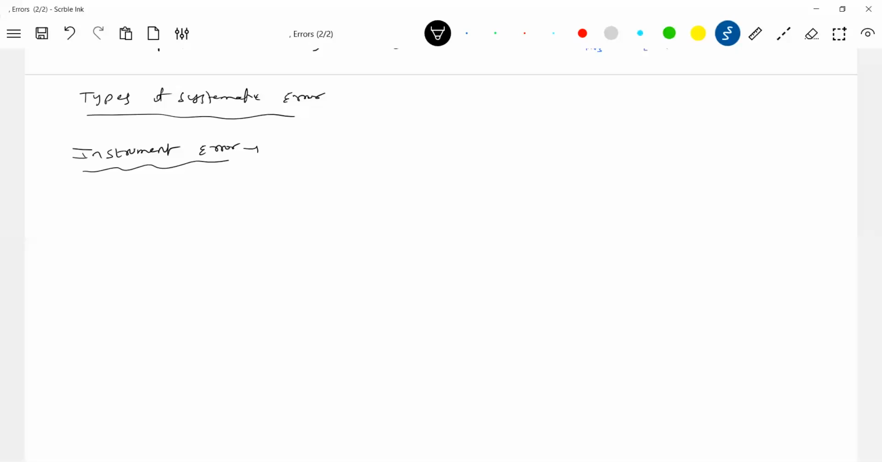So instrument error is nothing but what you can call a failure to calibrate. What do you mean by failure to calibrate? Suppose in a scale, 1 centimeter should have 10 divisions. If instead of 10 divisions you make it 9 divisions, you didn't calibrate properly. I'll write all of them one by one.